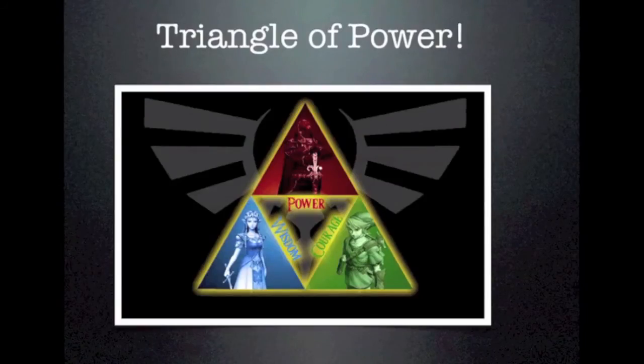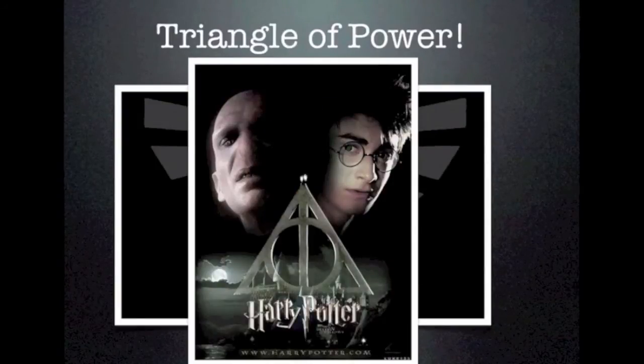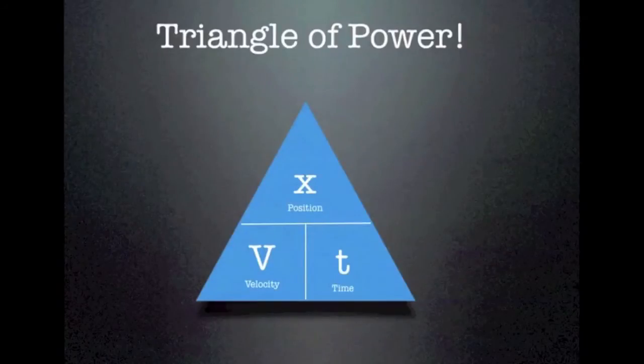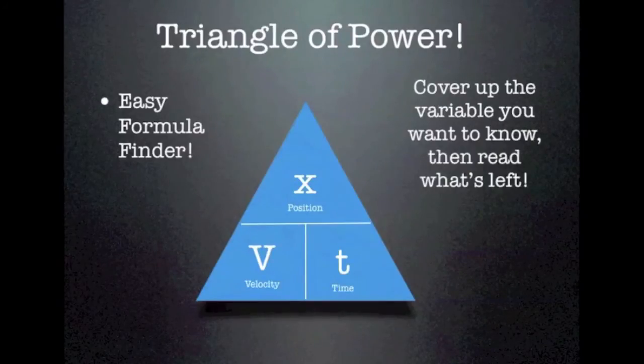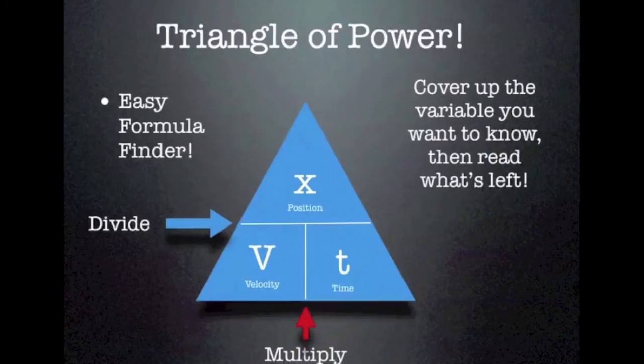The triangle of power. Not that triangle of power, and not that triangle of power. Ooh, this triangle of power. This is basically an easy formula finder. You cover up the variable you want to know, then you read what's left. The horizontal line stands for division, and the vertical line with letters side by side stands for multiplication.